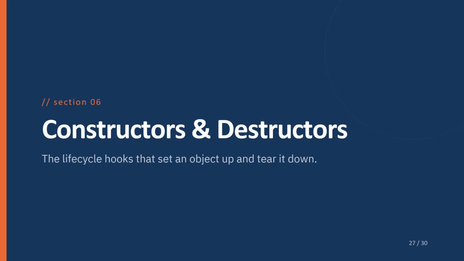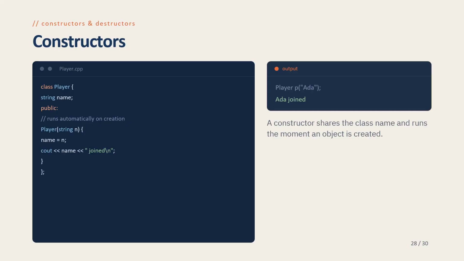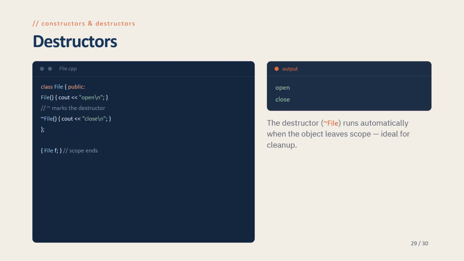Next comes constructors and destructors. Here is the constructor. The constructor shares the class name and runs the moment an object is created. And the destructor is specified by the tilde sign. It is denoted here. It runs automatically when the object leaves scope. The destructor is ideal for cleanup. Whenever cleanup is required, destructors can be called.